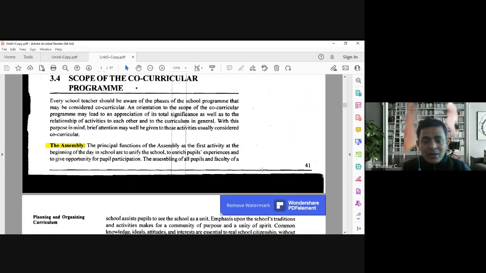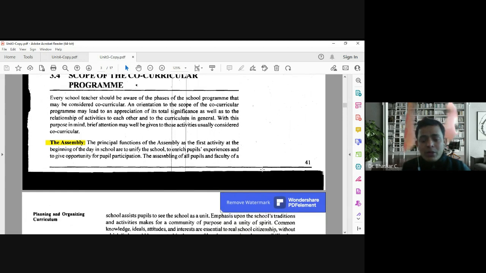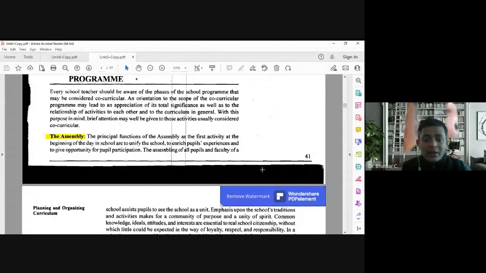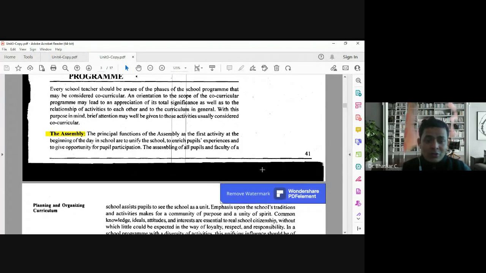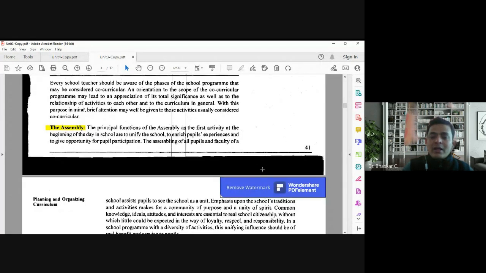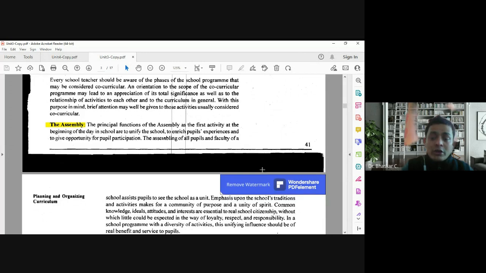Basically, assembly is the assembling of people, where they assemble together, where the teachers are there, where the learners are there, where the whole school staff is there. So this assembly is very important in that sense also. It makes the learner feel that we are a group, we are not individuals.